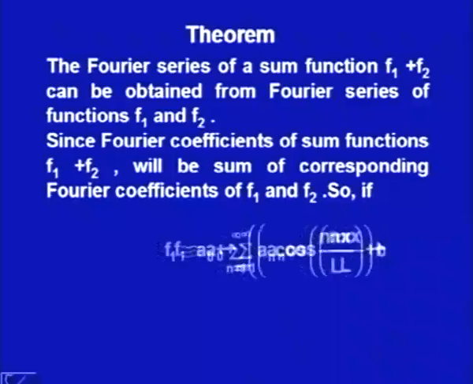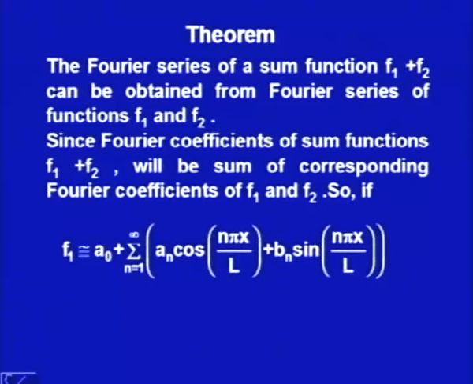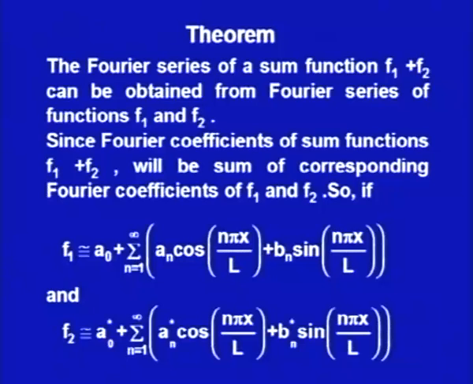That means, if I have a function f1 whose Fourier series is a_0 plus the summation, n running from 1 to infinity, of a_n cos(n pi x by L) plus b_n sin(n pi x by L), and another Fourier series for the function f2 as a_0 star plus the summation, n running from 1 to infinity, of a_n star cos(n pi x by L) plus b_n star sin(n pi x over L).